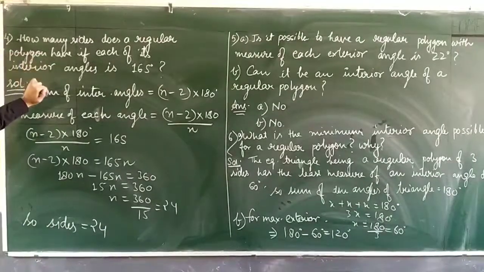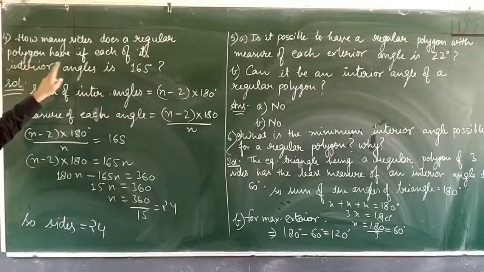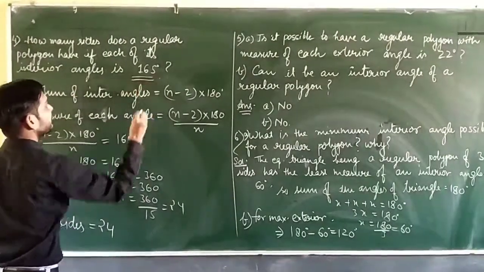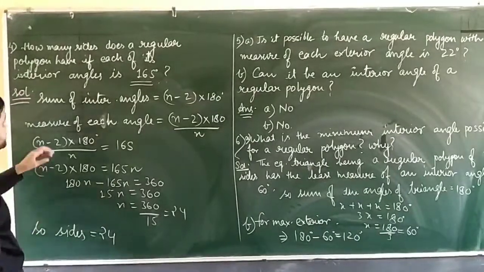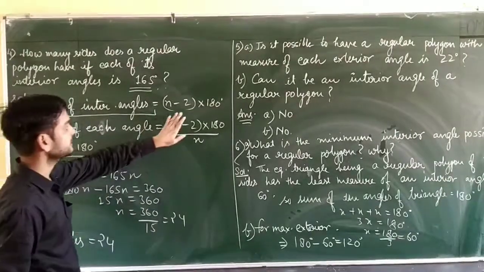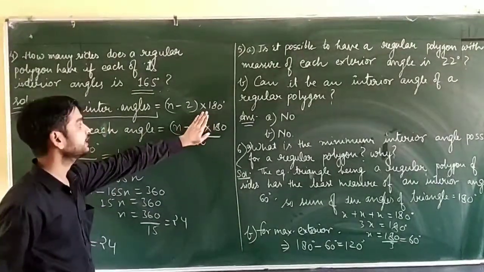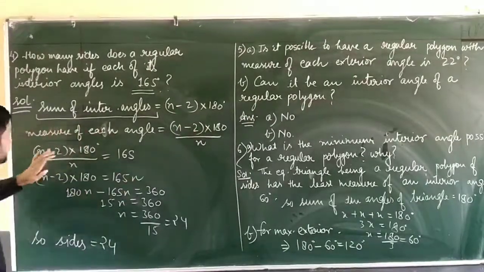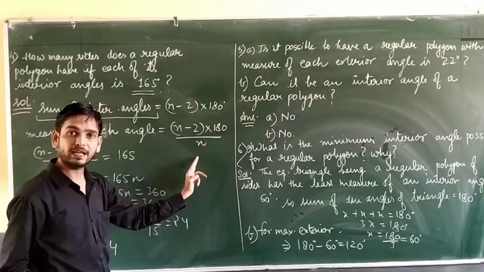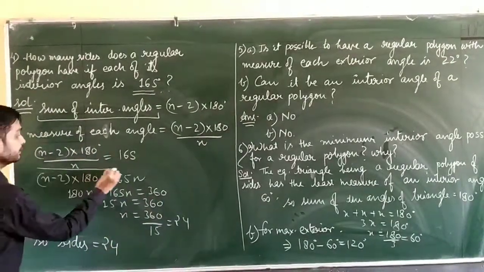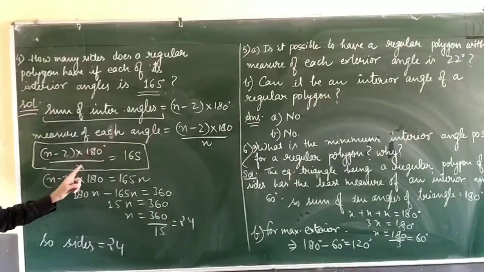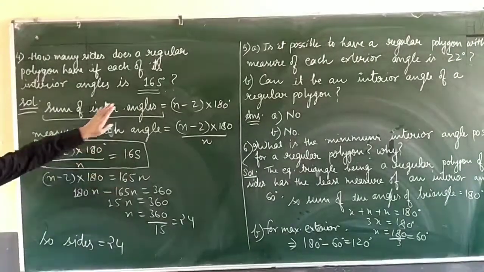Now let's see question number 4. How many sides does a regular polygon have if each of its interior angles is 165 degrees? The interior angle's value is given as 165 degrees. Students, we know the formula for the sum of interior angles of a polygon: n minus 2 multiplied by 180. We learned this previously. But when we measure each angle, we have to divide it by n. So we use this formula: n minus 2 multiplied by 180 upon n is equal to this angle.